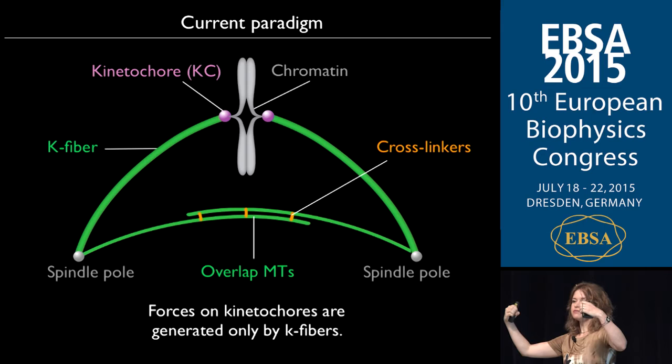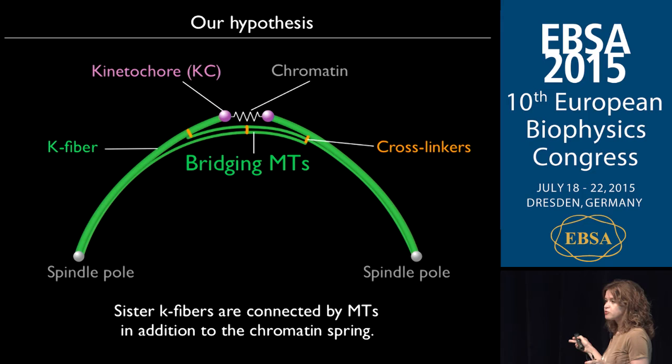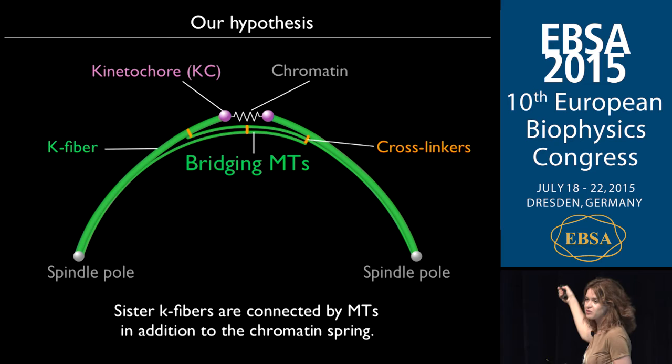So this is the current paradigm, and we proposed a hypothesis that there are other microtubules that bind somewhere here. They connect the sister K fibers. These two are called sister kinetochores, and these two K fibers are then called sister K fibers. We propose that these other microtubules link the sister K fibers, and they act somehow as a bridge between sister kinetochores, so we call them bridging microtubules. So this is our hypothesis. Why did we propose this?